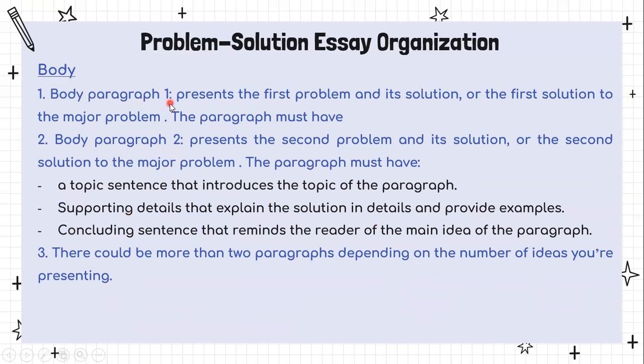Okay, as we said, body paragraph 1 presents first problem and its solution, or first solution to the major problem. Second paragraph, second problem and with its solution, or just first solution, second solution, third solution. Okay, and as we said, there could be more than 2 paragraphs depending on the number of the main ideas. If you're presenting 4 solutions, you can have 4 body paragraphs. In each body paragraph, you talk in details and explain every way of solving this problem.